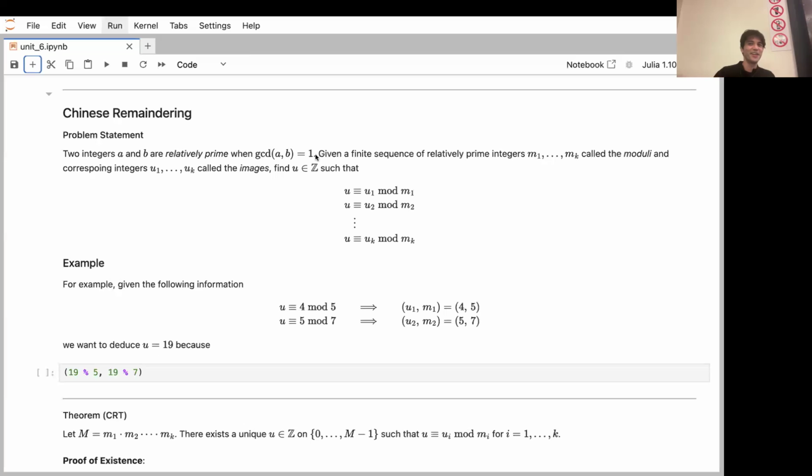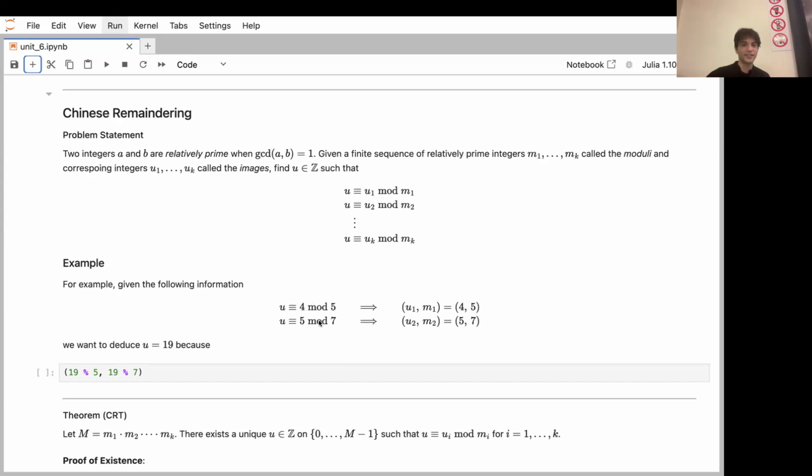Okay, so here's the statement. I have a secret number u. You can pick as many prime numbers m1 through mk as you like. I will tell you what the images are, mod m1, m2. They are u1, u2, and so on. And then from this, you can recover the original solution.